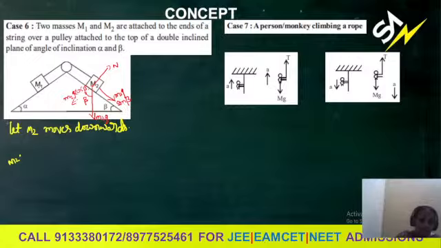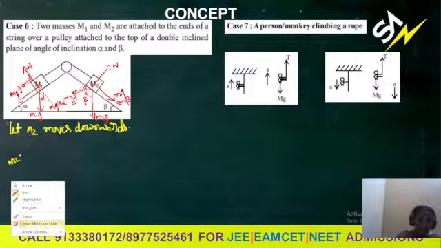Even the same for m1, weight will act downwards, normal reaction perpendicular to the contact surface, and this angle will be alpha. So it is m1g cos alpha, and in this direction m1g sin alpha. So we have drawn the component of forces on those objects which are on the inclined surface. Now let us draw the free body diagram.